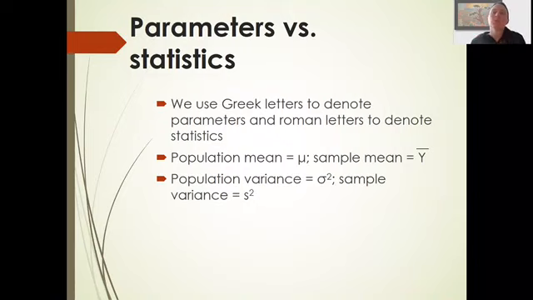We often use Greek letters to denote parameters, and we'll use Roman letters to denote statistics. So for example, a population level mean, which is unknowable unless you do a census, which is really hard, is called mu, the Greek letter mu. And the sample mean we often denote with something like a y with a bar on the top, which is called y bar. Sometimes you'll see it as x bar.